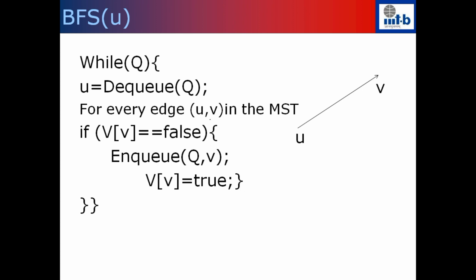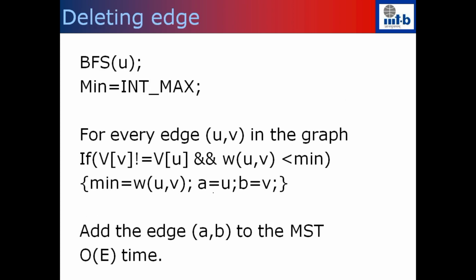Then for every edge in the MST, we are applying BFS on U on the MST, not on the actual graph, because we do want two connected components in the MST. So if the flag of V is false, add it into the queue and set it to true. So if you call the BFS from U, all the vertices in the connected component containing U will have their flags set to true, and all the vertices in the other connected component containing V will still have their flags false.